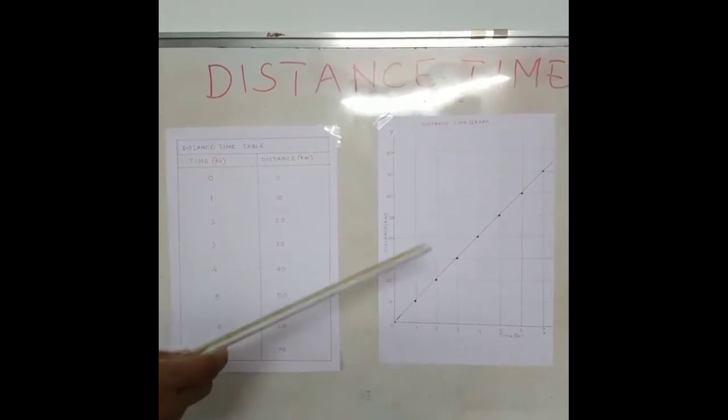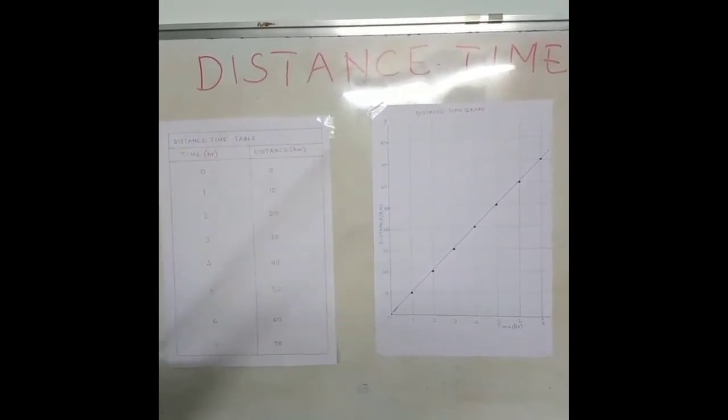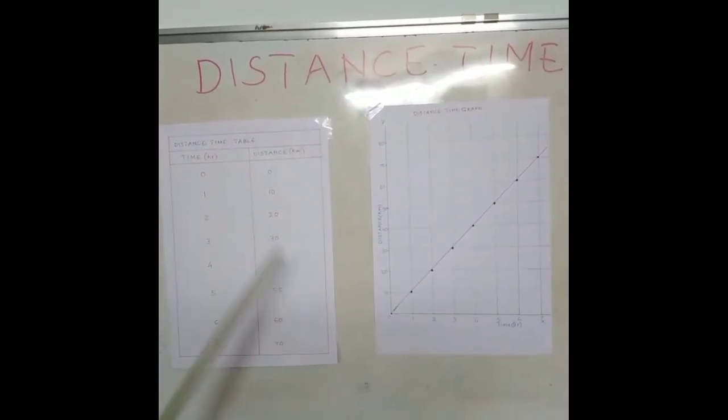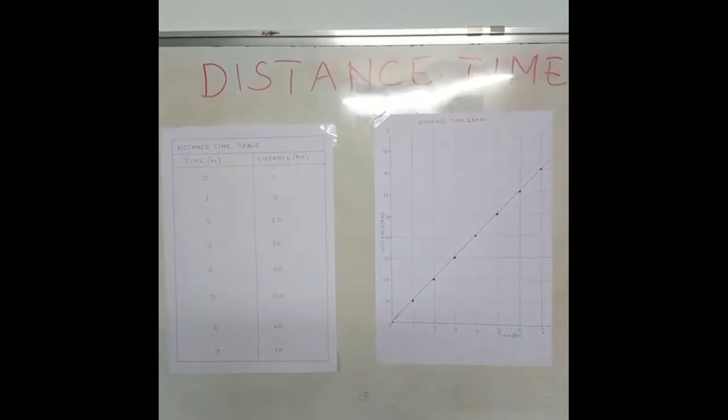Now let us see how we can compare two graphs. How can we draw two graphs on a single graph paper? Thereby we can compare the motion, the speed of two objects. Okay.